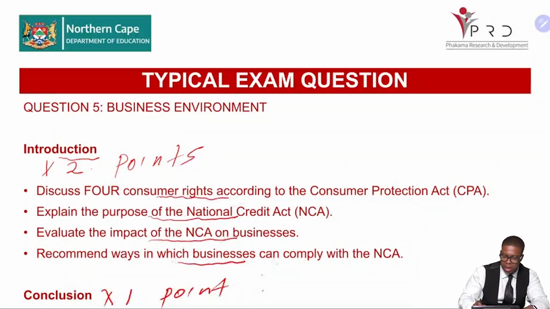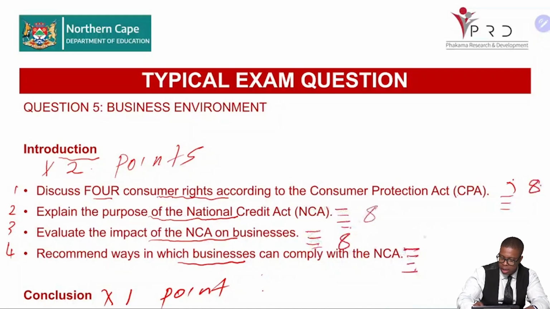So thereafter we say now in each of the sub questions, meaning you have 1, 2, 3, 4 sub questions. In each of the sub questions, you make sure that if it says 4, you give the 4 that is required, and then with the purpose you give a minimum of 4 as well, with the impact a minimum of 4, and with the recommend how to comply you give a minimum of 4 as well, because this will total to what? 8, 8, 8 and what?